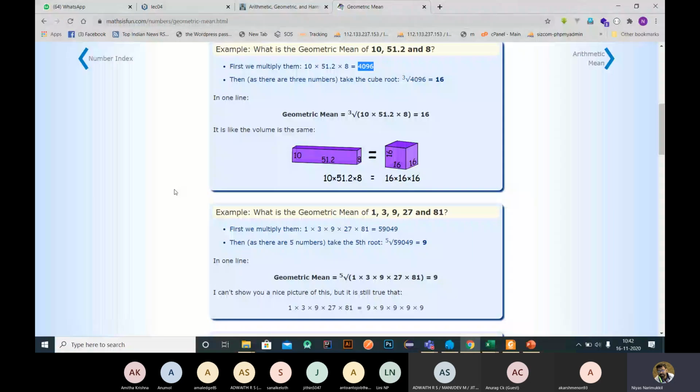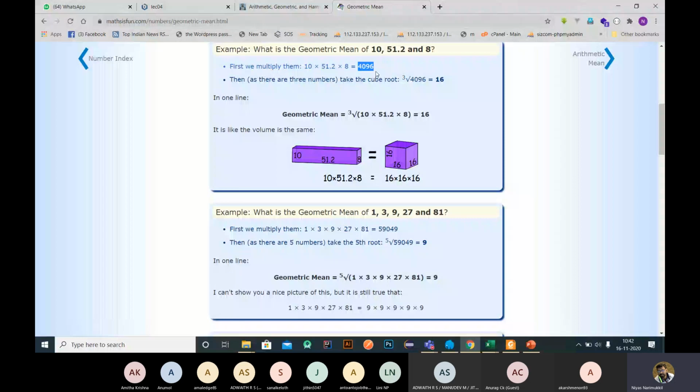If we have 3 or more values, we need to multiply all the values, then we need to find the power of 1 by the number of values. If there are 5 values, after the multiplication we need to find the 5th root, or the power of 1 by 5.